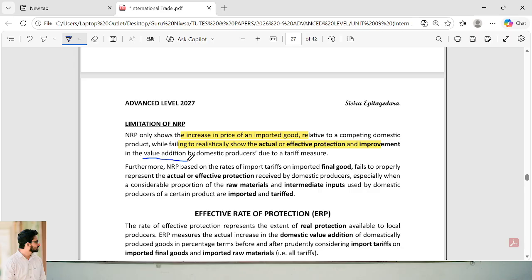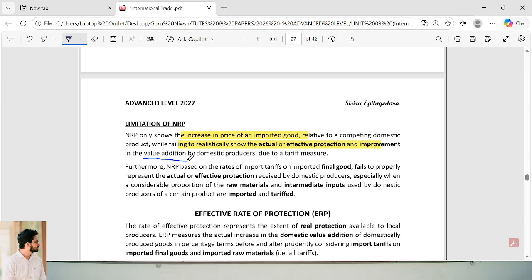So remember, if you want to calculate the actual benefit received by domestic producers through the tariff imposed by the government, we have to calculate the value addition. I will explain how to do it. Value addition means after the tariff, how much new or additional value has been added to the GDP or total production.